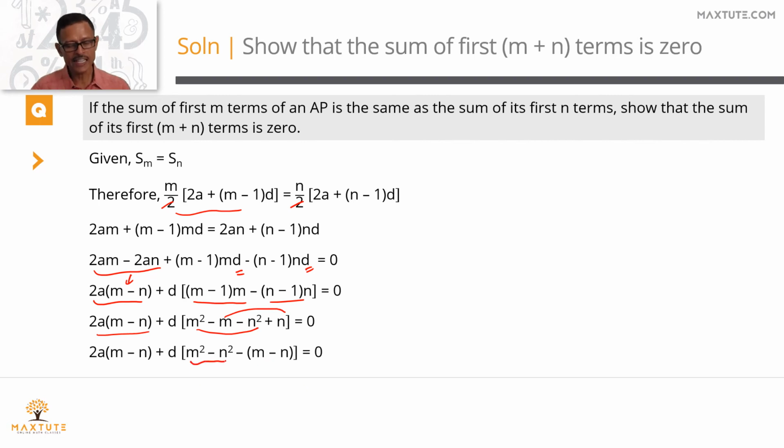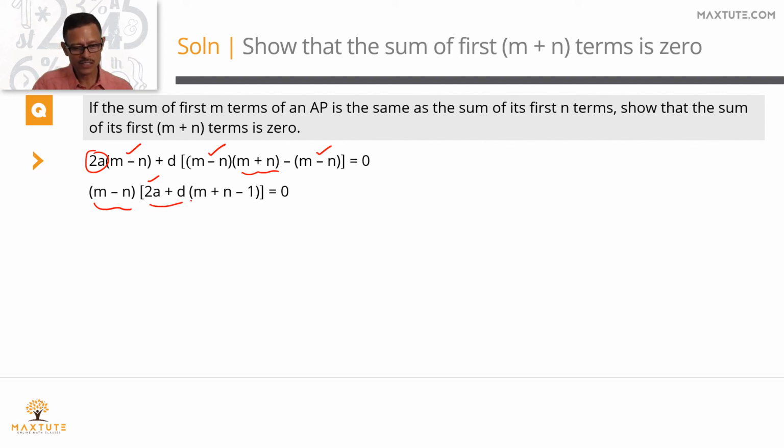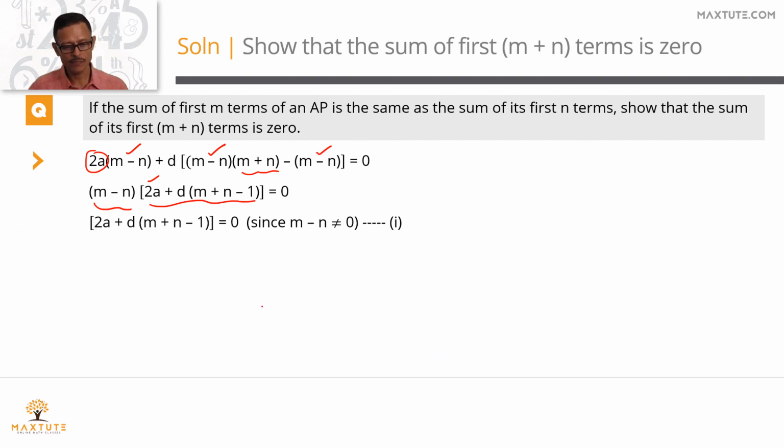The next step, we're going to rewrite this m square minus n square as (m plus n) into (m minus n). We have an m minus n term, m minus n term, m minus n term. So 3 parts are there. We've got an m minus n common to all those parts. So let's take that m minus n common outside. We're left with 2a from this part, d times (m plus n minus 1) equals 0. m is not equal to n, which means m minus n is not equal to 0. If this entire product is 0, that leaves us with this part to be 0. So we established 2a plus d into (m plus n minus 1) equals 0.